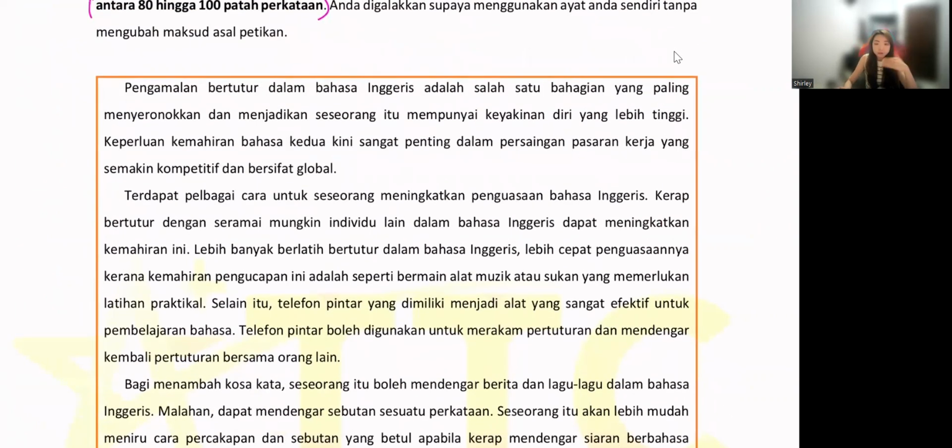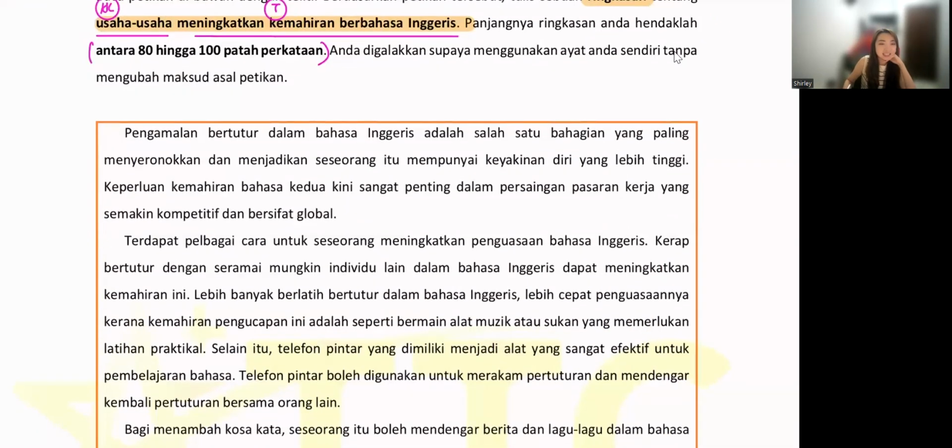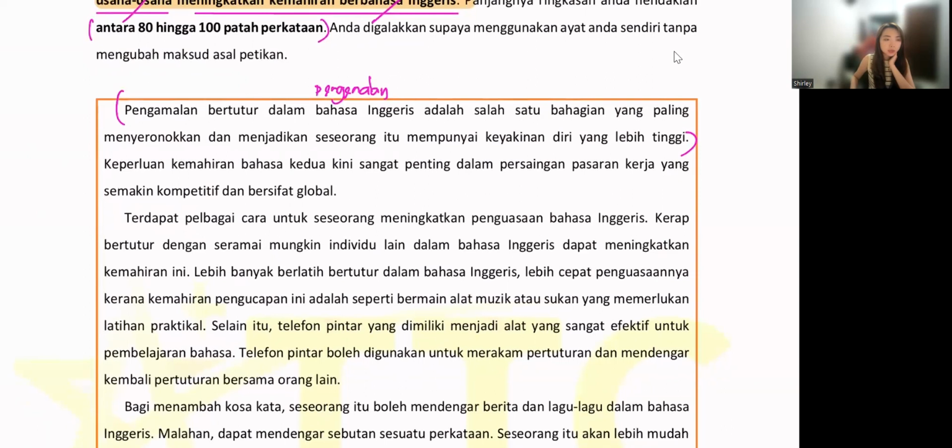The first one: Pengalaman bertutur dalam bahasa Inggeris adalah salah satu bahagian yang paling menyeronokkan dan menjadikan seseorang itu mempunyai keyakinan diri yang lebih tinggi. Your confidence is up. So this is not a point, definitely. This is just a pengenalan, introduction. What you need to find is usaha-usaha in order to enhance bahasa Inggeris. Keperluan kemahiran bahasa kedua kini sangat penting dalam persaingan pasaran kerja yang semakin competitive. This is just huraian.